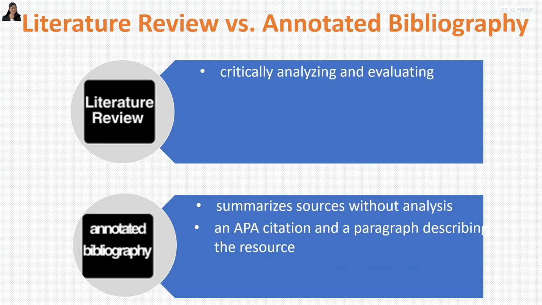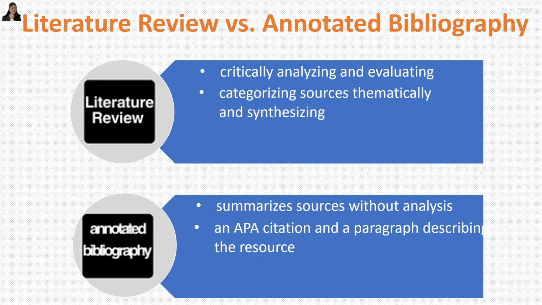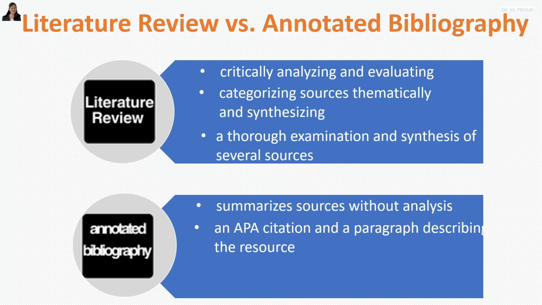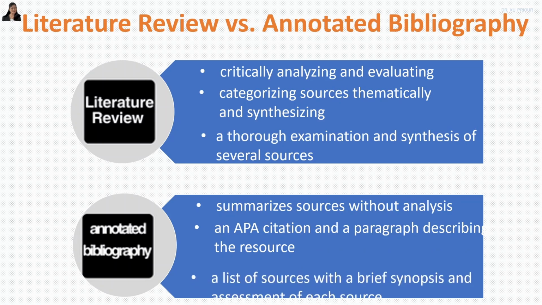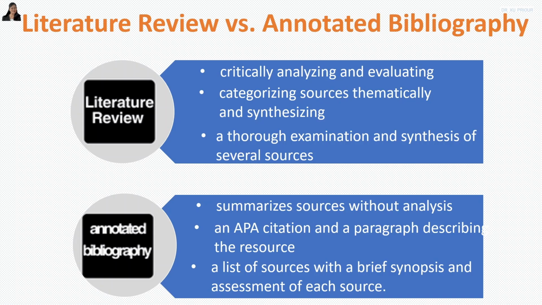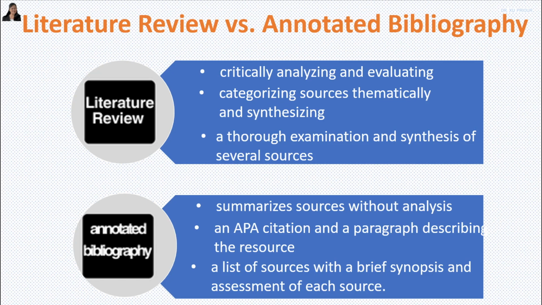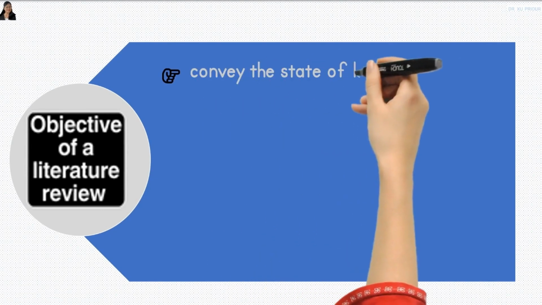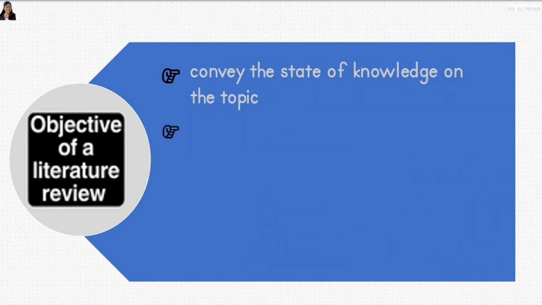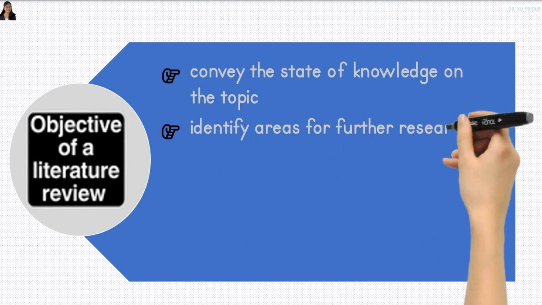Annotations in a bibliography typically include an APA citation and a paragraph describing the resource, while a literature review involves categorizing sources thematically and synthesizing and critiquing findings across works. So, a literature review offers a thorough examination and synthesis of several sources, whereas an annotated bibliography is merely a list of sources with a brief synopsis and assessment of each source. As I mentioned above, the objective of a literature review is to convey the state of knowledge on the topic and identify areas for further research.